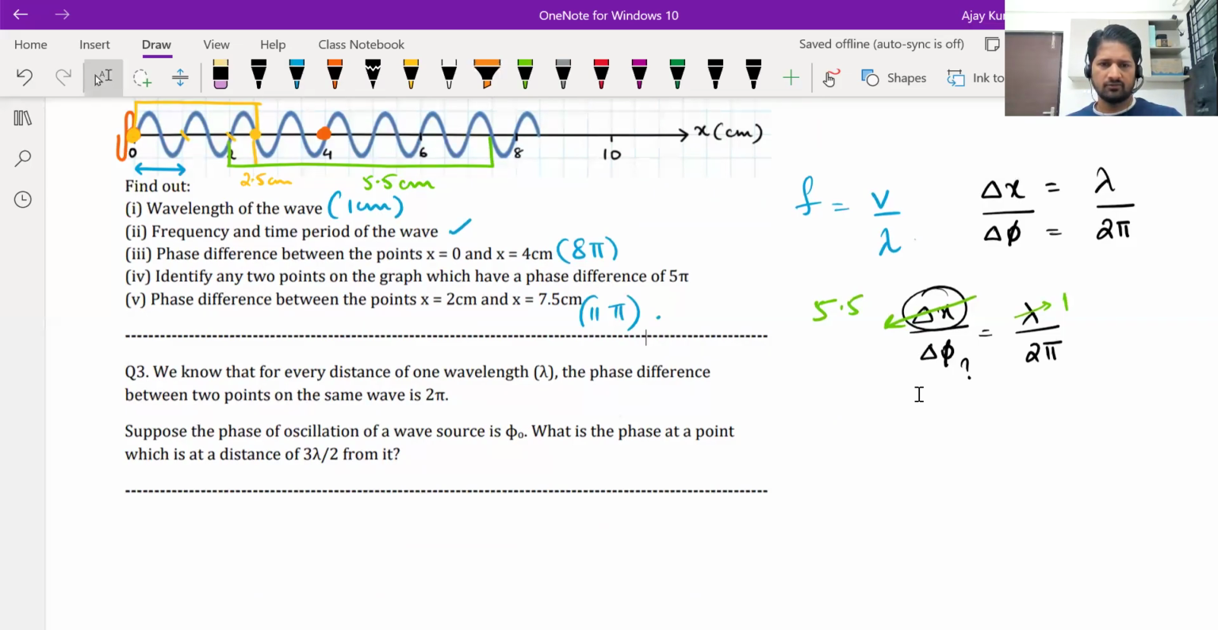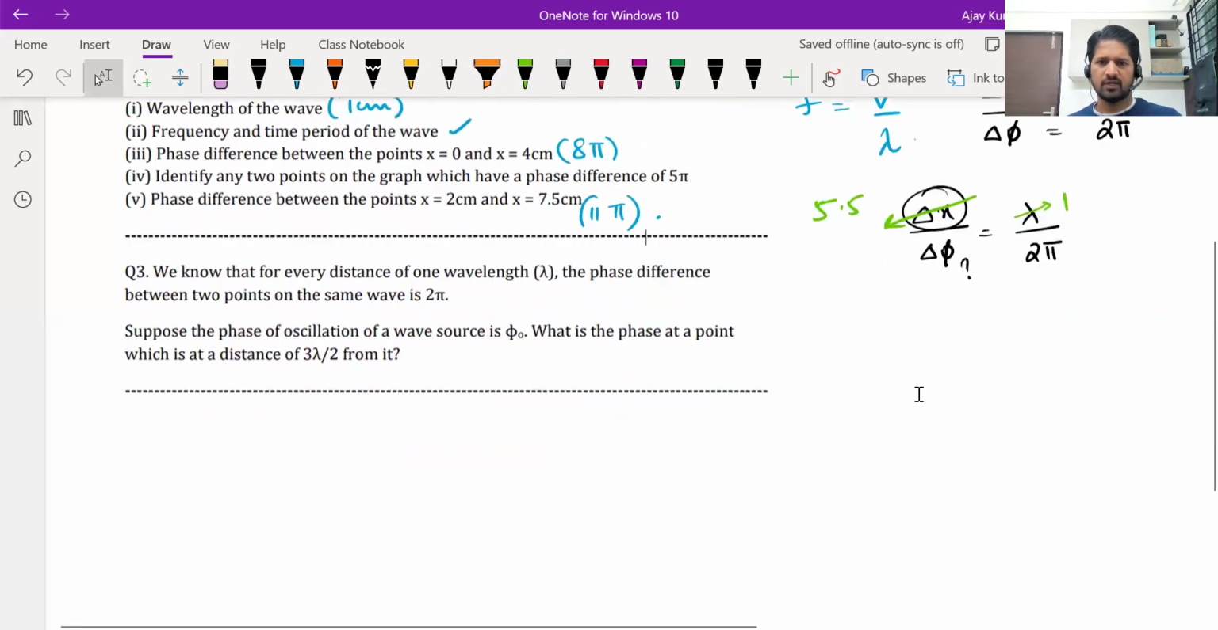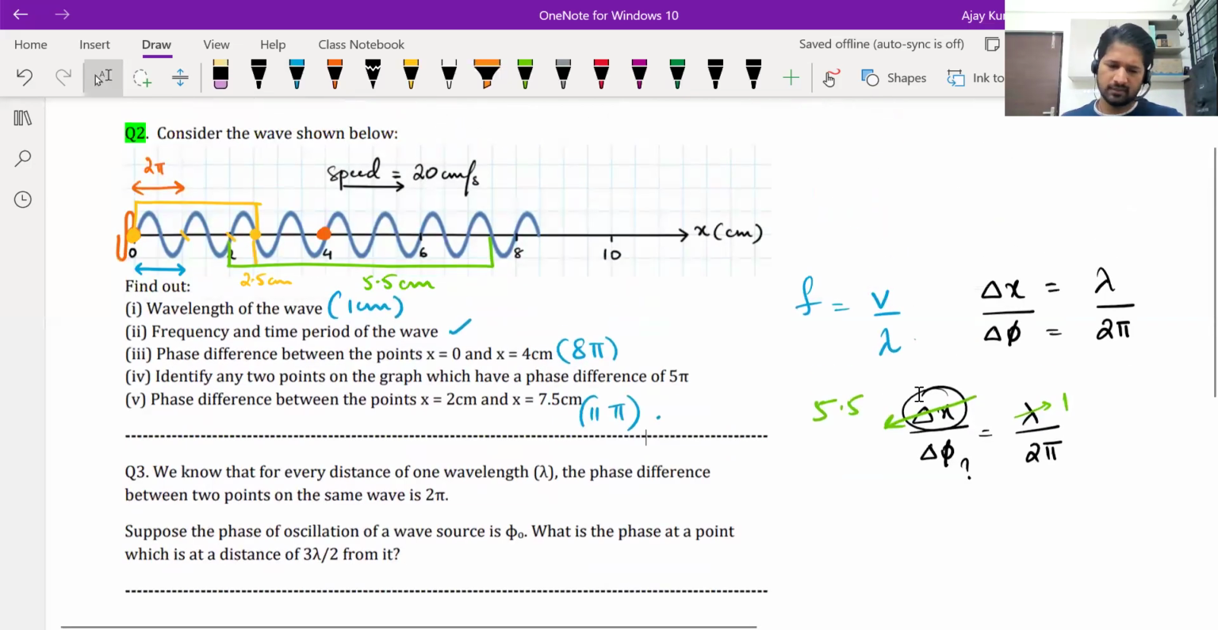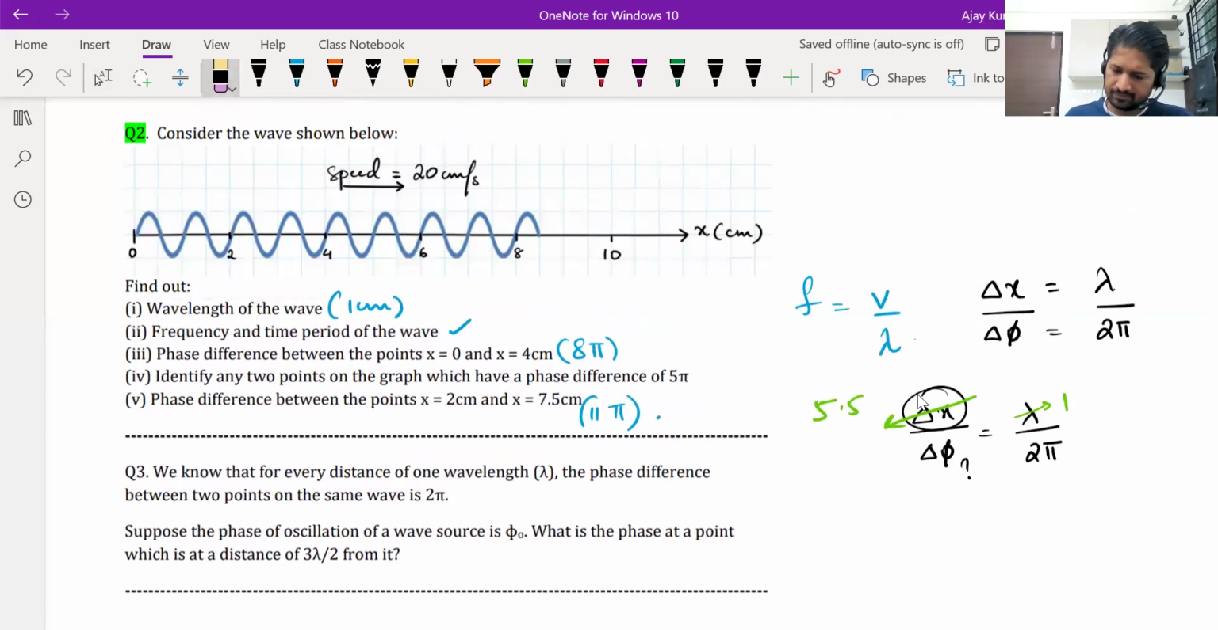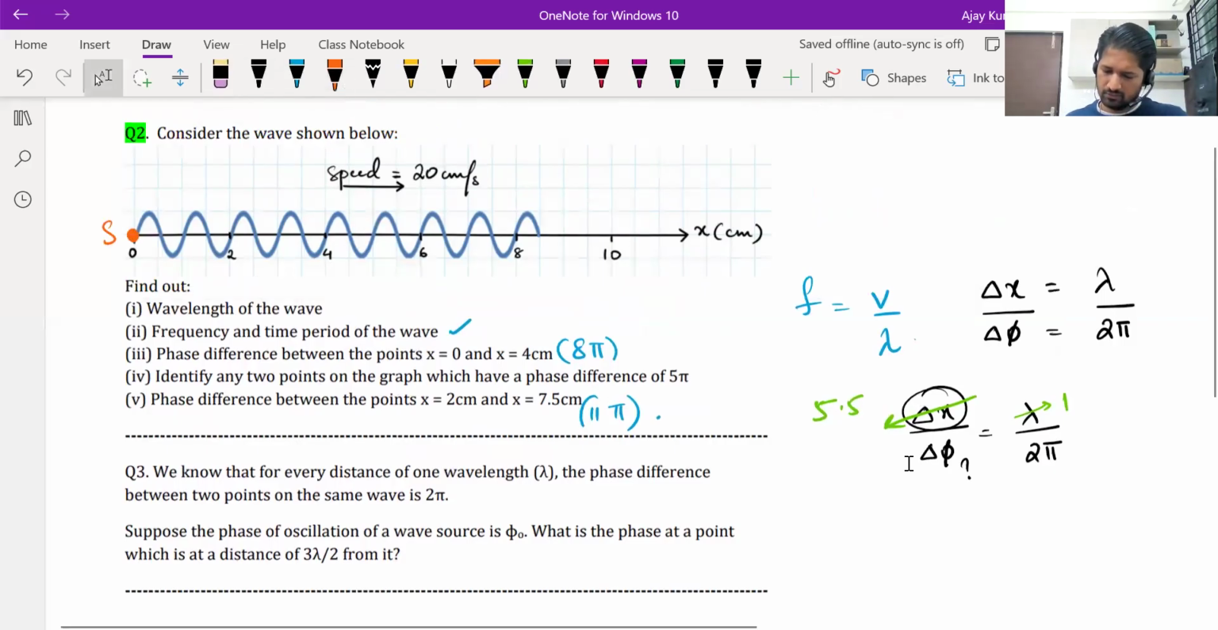Suppose the phase of oscillation of a wave source is phi naught. What is the phase at a point which is at a distance of 3 lambda by 2 from it? Okay, let's use this diagram itself. Suppose this is the source of the waves. They're saying that the phase of oscillation of the source is phi naught. Now, the source will be oscillating up and down, producing the wave, so it will have its own phase of oscillation. What is the phase at a point which is at a distance 3 lambda by 2 from it?